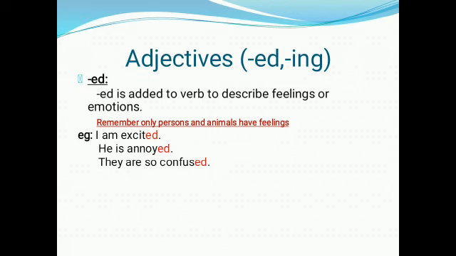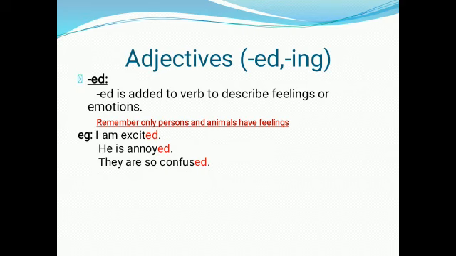So we have got to know that there is a basic difference between these two. When you want to use these adjectives to describe the person, the thing, the place, or animal, or a situation, there you will use an ing adjective. But when you want to describe the feelings or emotions of a person or animal, there you will use an ed adjective.